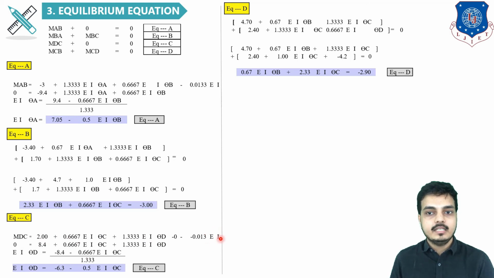So this is my MDC equation. Now I have multiplied EI over here, so I'll be getting 2 constant. After solving that, I'll be getting 8.4 as it is and this value as it is. Now I have to make EI theta D the subject, so the rest of the values will be on the opposite side of equals to. So I'll be getting this equation C in the format of EI theta D, which I will use in equation number D. Equation number D is nothing but MCB plus MCD equals 0.